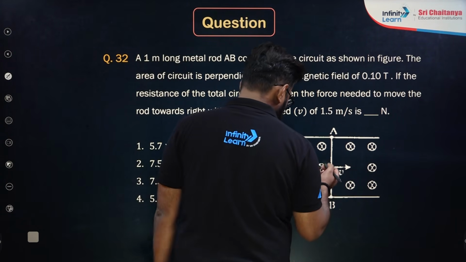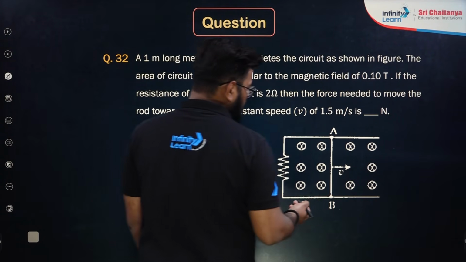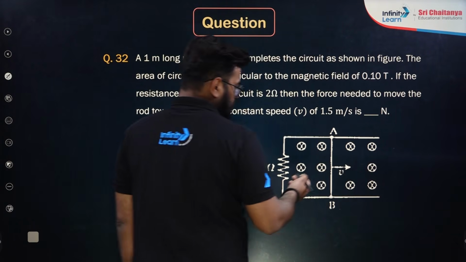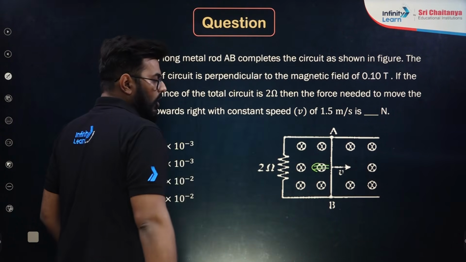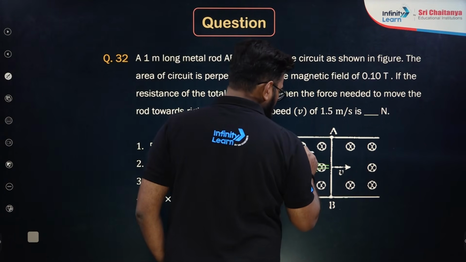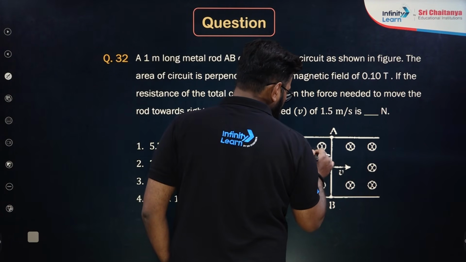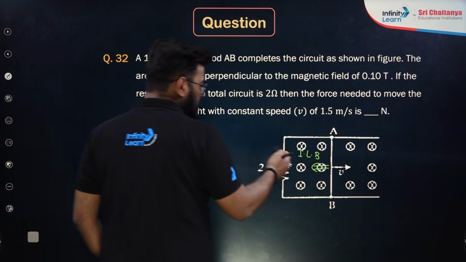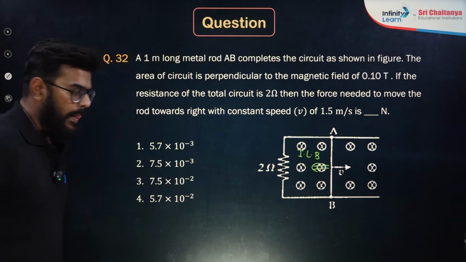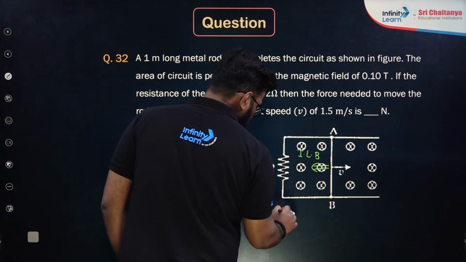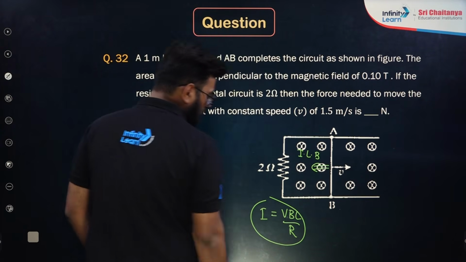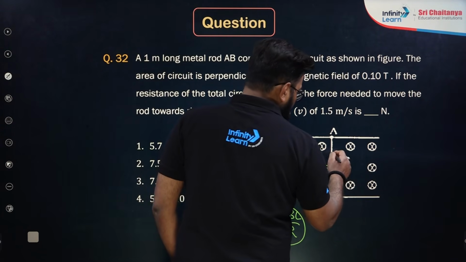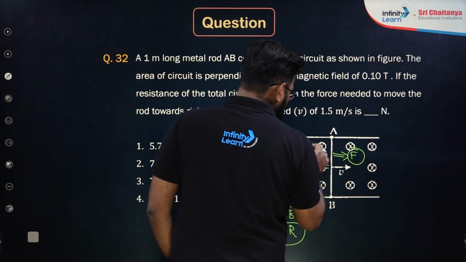generate a current, right? And once it generates a current, there is going to be a force which will prevent the object from moving, and that will be I into L into B. Now I over here will be VBL upon R, correct? I will be the potential EMF which is developed, VBL, upon the resistance, which is 2 ohm. So obviously the external force which should be required is equal to this.